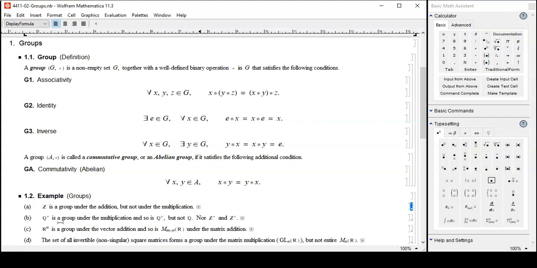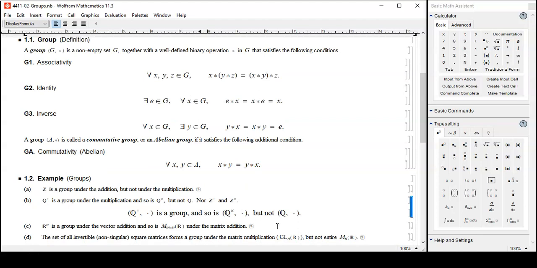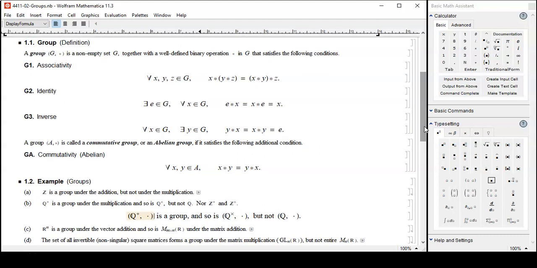So, what if I start from the set of rational numbers? Like this. The set of all positive rational numbers. Is that a group under the multiplication? Yes. And so is the set of all non-zero rational numbers.